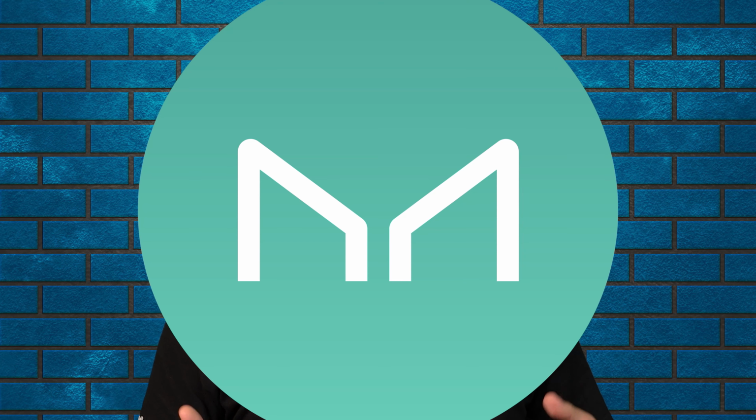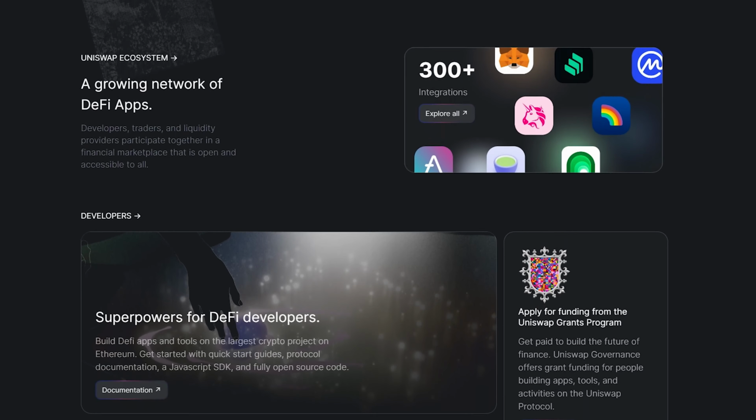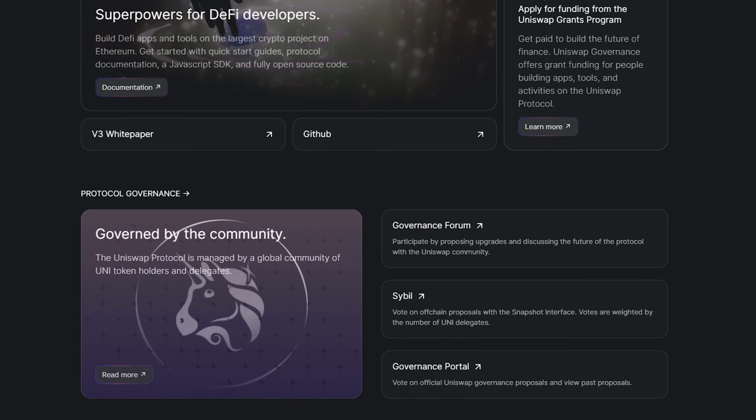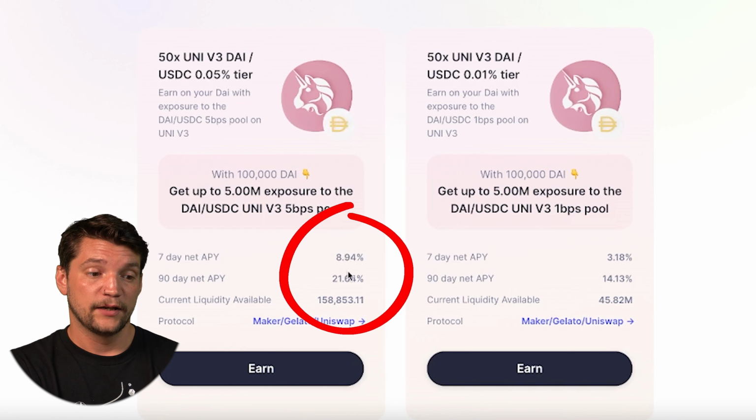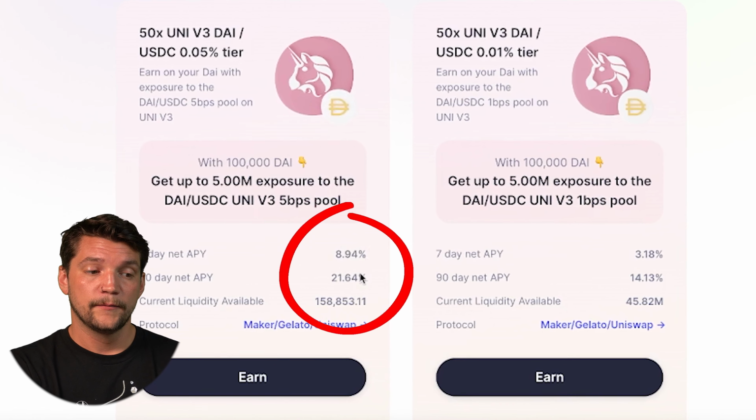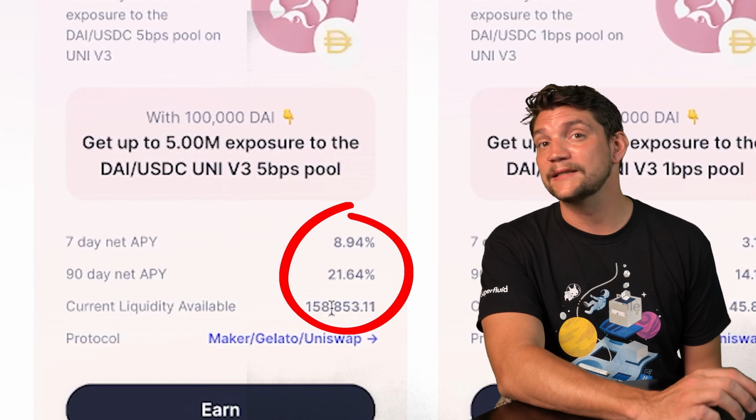Another strategy, which is being incentivized directly by the MakerDAO, is contributing to the DAI USDC Uniswap pool. If you deposit your DAI and USDC onto Uniswap and get the Uniswap LP tokens from that pool, then you can gain rewards denominated in DAI that are coming as an incentive from the MakerDAO Foundation itself. You can see here that the 7-day net APY is generating 8.94%, 21% over 90 days, which actually does make it beat inflation and is a pretty good thing. Now, this won't last forever because it's an active incentive program, but it is certainly something to think about.